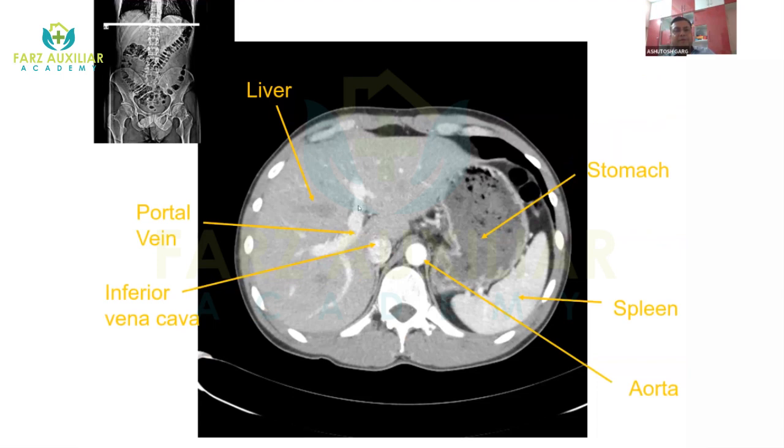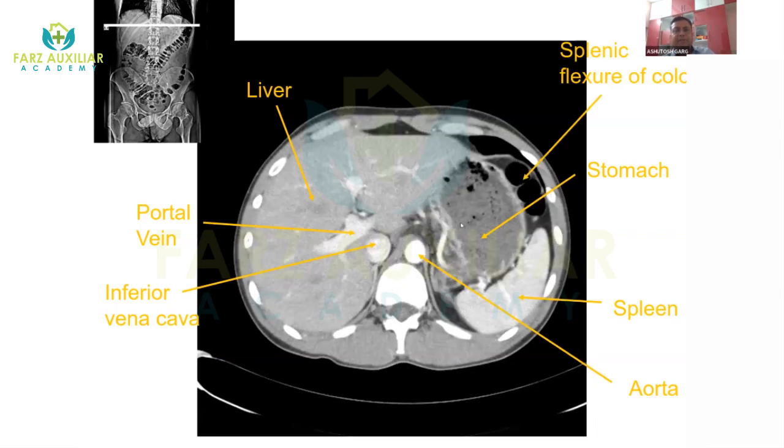This is the portal vein, inferior vena cava. This is the liver, and aorta, right crus of the diaphragm, left crus of the diaphragm. This is the stomach. This is the spleen.